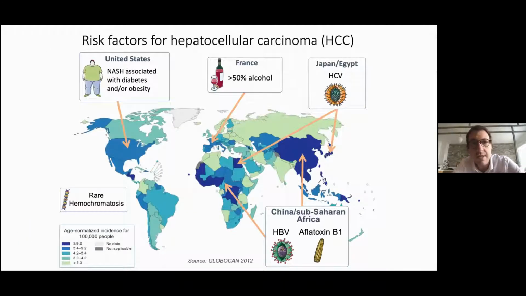In the lab, we are interested in liver cancers, and in particular, hepatocellular carcinomas, which is globally the third cause of cancer death. This cancer has a heterogeneous incidence in the world related to the diversity of risk factors. Most cases occur in sub-Saharan Africa and Southeast Asia related to HBV infection and aflatoxin B1 exposure. There is also a high incidence in Japan and Egypt due to HCV infection. In France, alcohol is the main cause of the disease. And in the US, metabolic diseases are the principal risk factor.